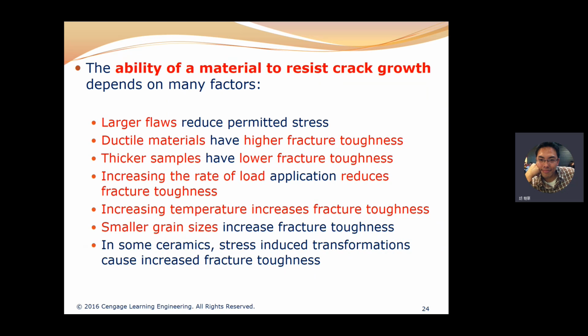The ability of a material to resist crack growth depends on many factors. For example, as already mentioned, longer flaws reduce the permitted stress, since a higher crack length reduces the permitted stress. Ductile materials have higher fracture toughness, and thicker samples have lower fracture toughness, since for thicker samples K1C dominates the fracture mode. And increasing the rate of load application reduces the fracture toughness.